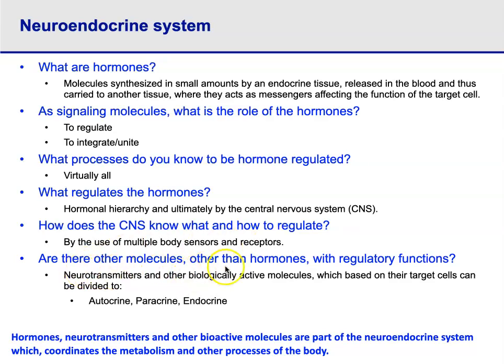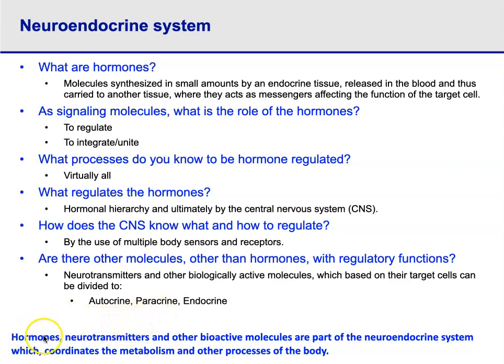Are there other molecules other than hormones with regulatory functions? Of course there are. There are many different bioactive molecules. Some well known ones are the neurotransmitters or other bioactive molecules, which based on their target can act as autocrine signals, paracrine signals, and endocrine signals. We've talked about those in 481. Autocrine when they act on their own cells, paracrine when they act on the neighboring cells, and endocrine is when they are secreted in the blood and go everywhere in the body.